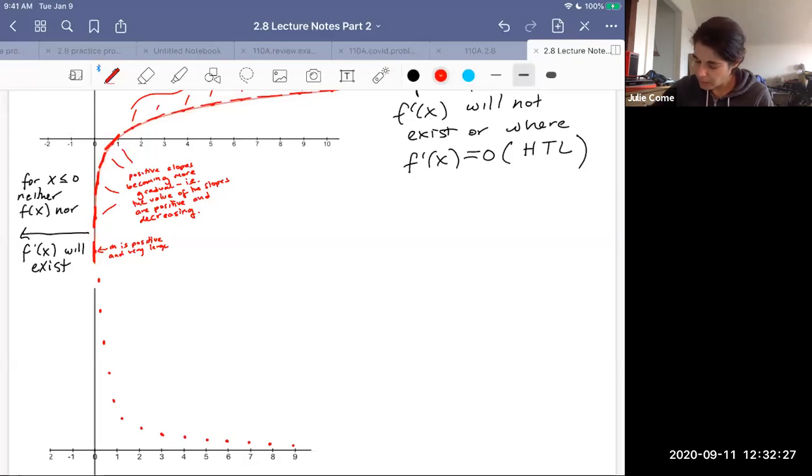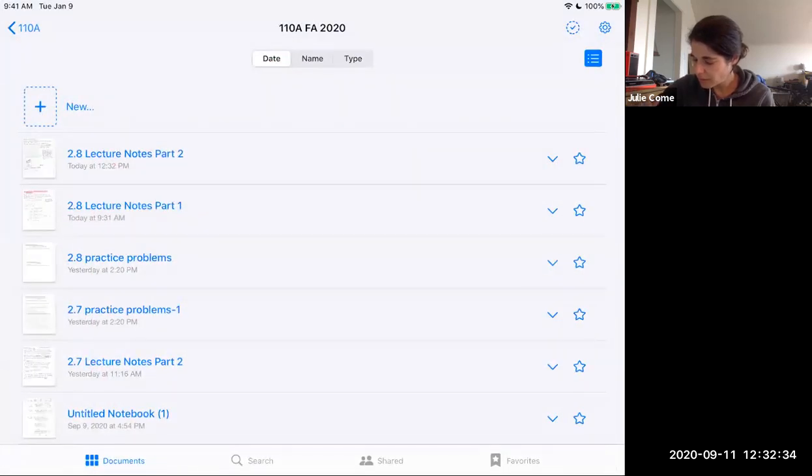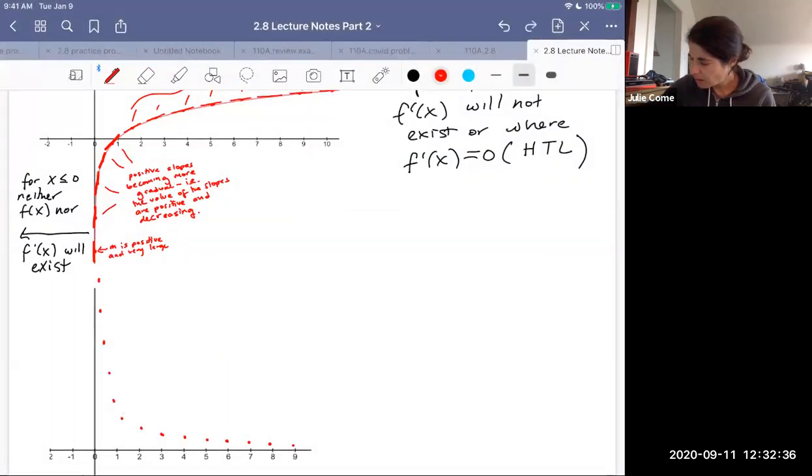Connect these points in a smooth line. And in fact, maybe I should have used a different color for this. Oops. Let's take that back and do it in blue.